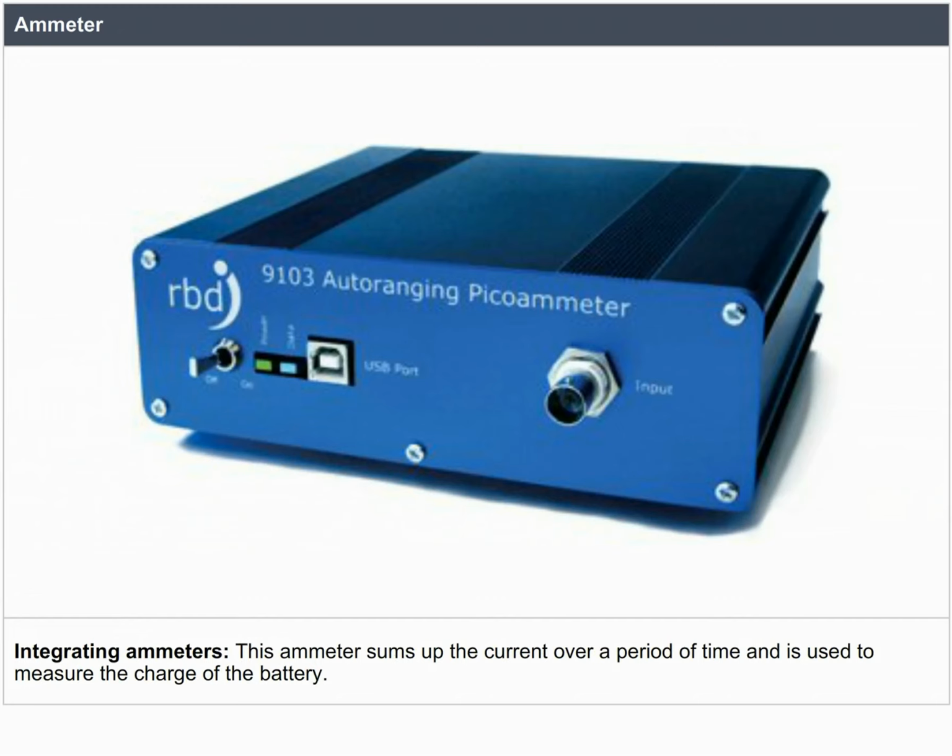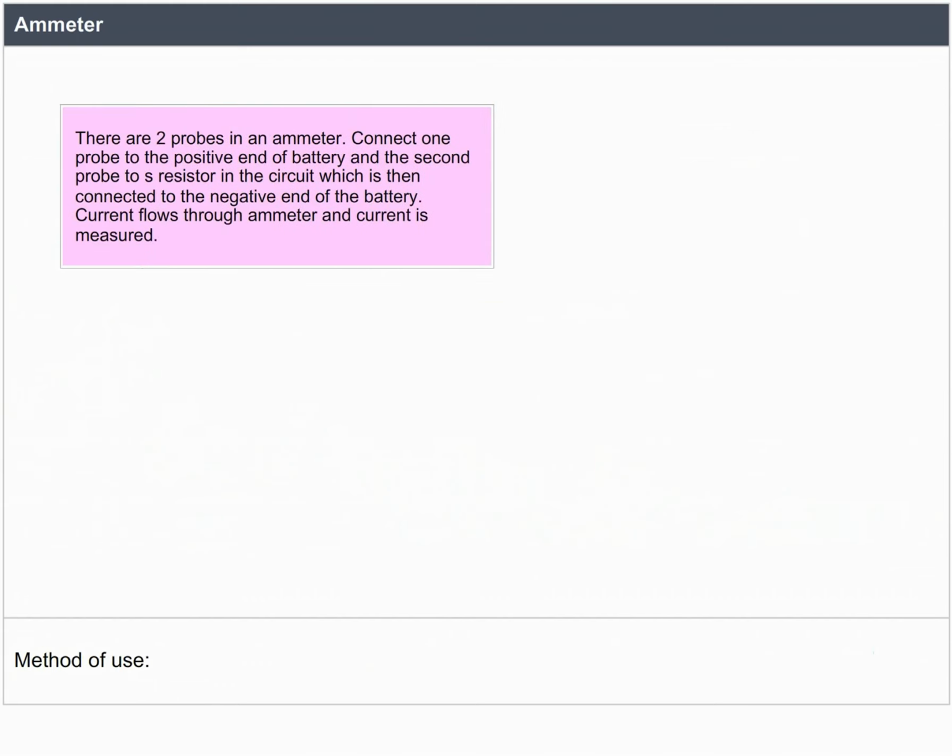Integrating ammeters. This ammeter sums up the current over a period of time and is used to measure the charge of the battery. Method of use. There are two probes in an ammeter. Connect one probe to the positive end of battery and the second probe to a resistor in the circuit, which is then connected to the negative end of the battery. Current flows through ammeter and current is measured.